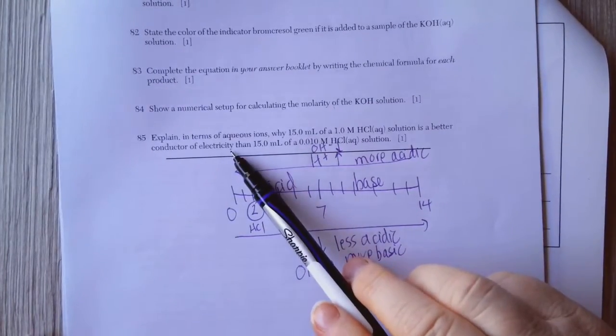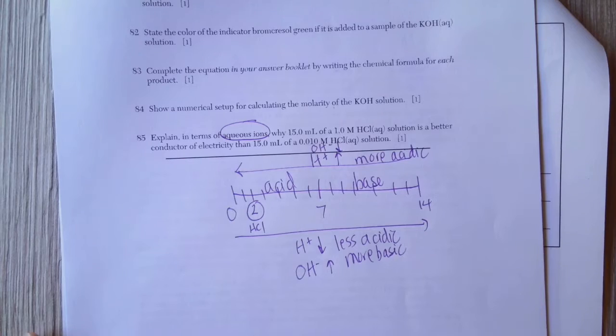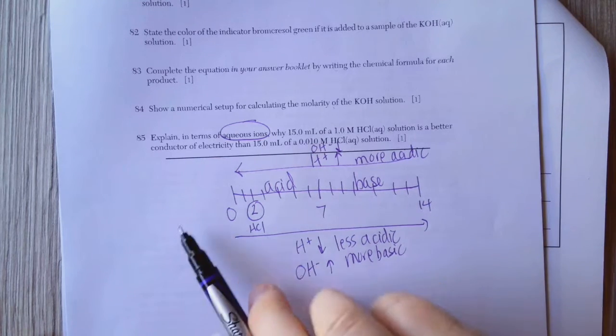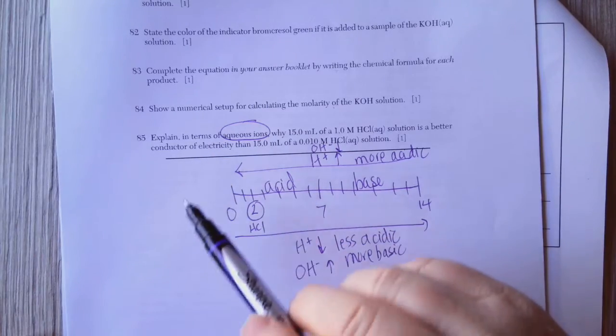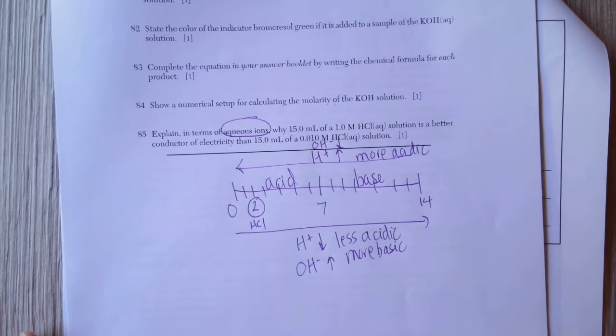Ready? Explain in terms of aqueous ions. So that means my answer has to talk about aqueous ions. Why 15 milliliters of a 1.0 molar HCl aqueous solution is a better conductor of electricity than 15.0 milliliters of 0.10 molar HCl aqueous solution. Well, conductors of electricity are acids, bases, and salts. It's the same substance, same volume. So why is it better in terms of aqueous ions? When there are more ions, it is a better conductor. So that must mean the 1 molar solution has more aqueous ions.